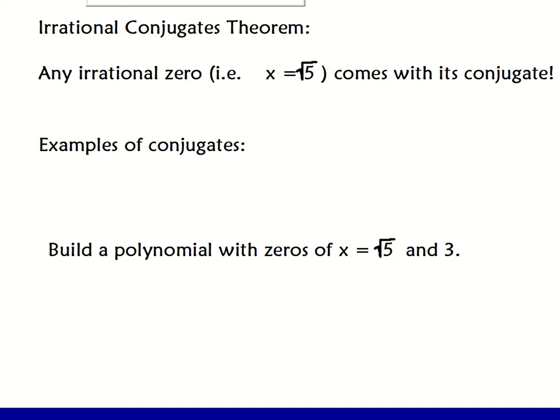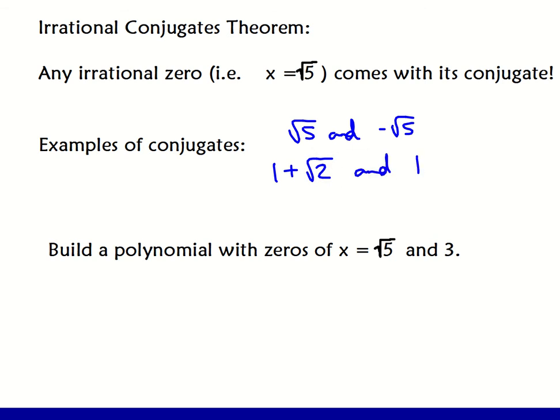The Irrational Conjugates Theorem states that any irrational zero that a polynomial has comes with its conjugate pair. The word conjugate kind of means its partner or its pair. Examples of conjugates would be root 5 and -√5, or 1 plus the square root of 2 and 1 minus the square root of 2. So they're not opposites of each other. The irrational part becomes the opposite symbol, but the rational part stays the same.